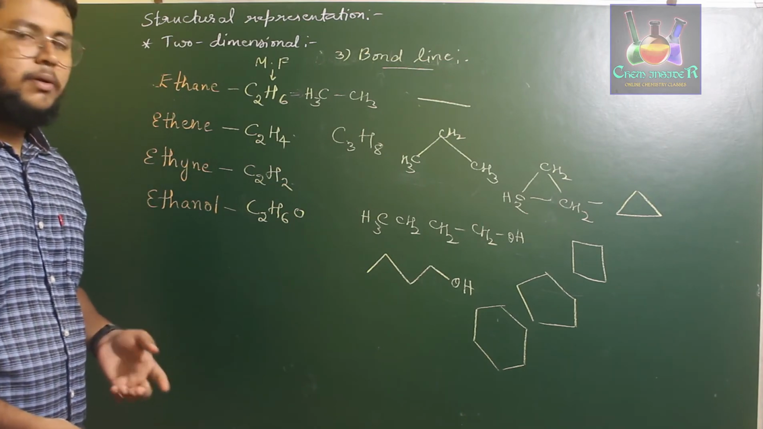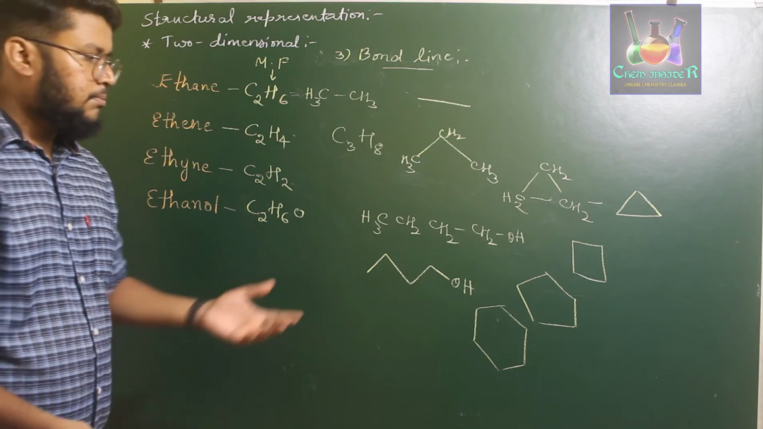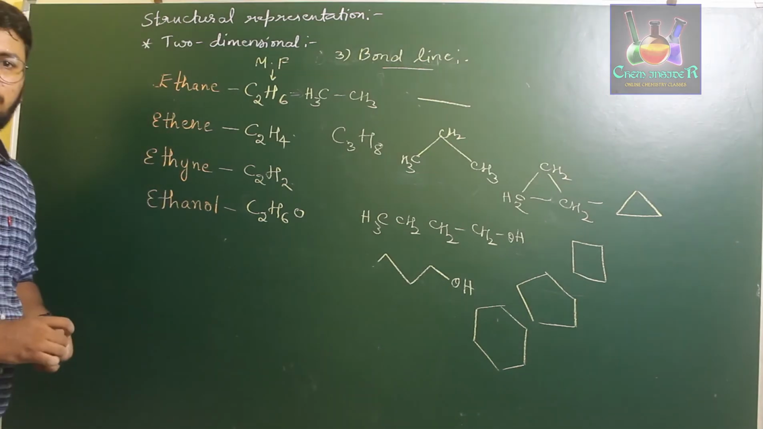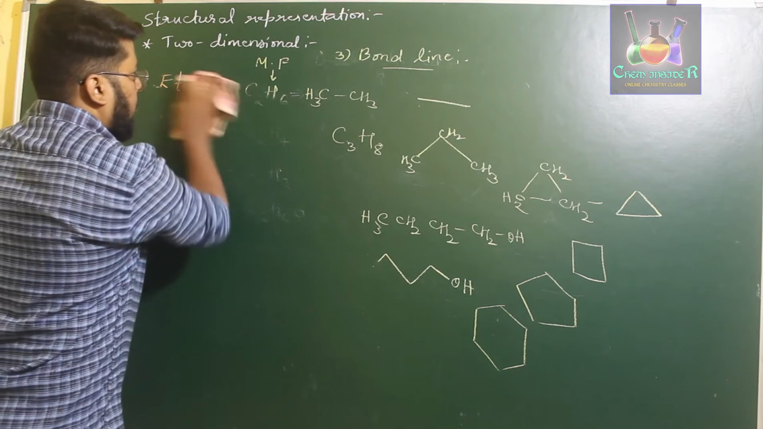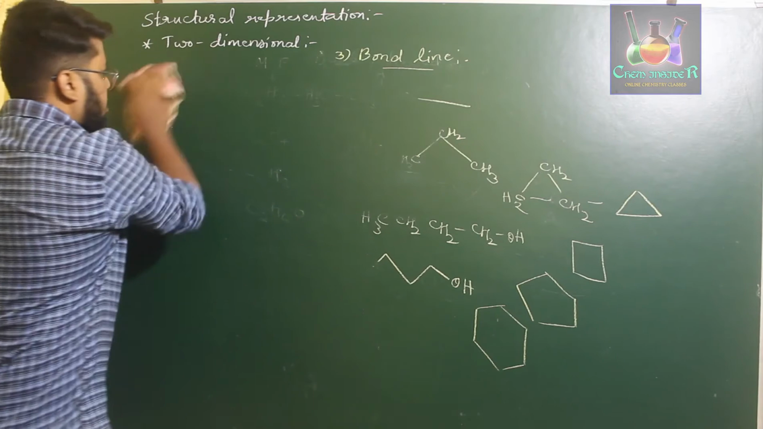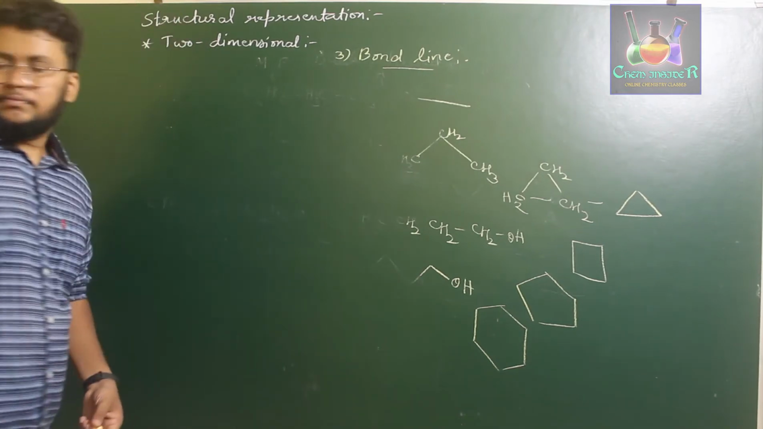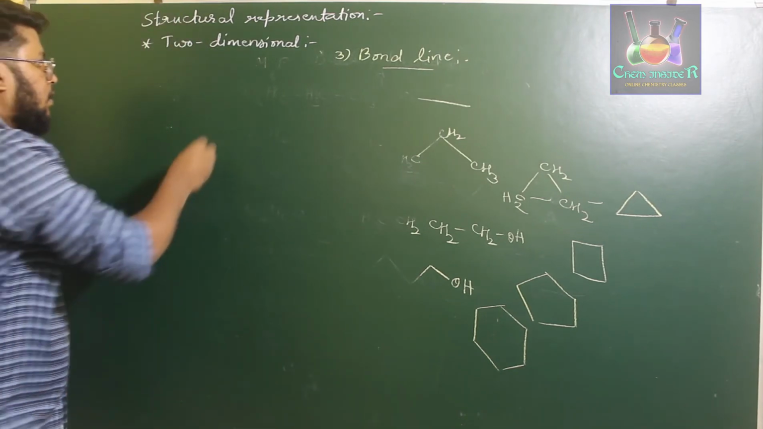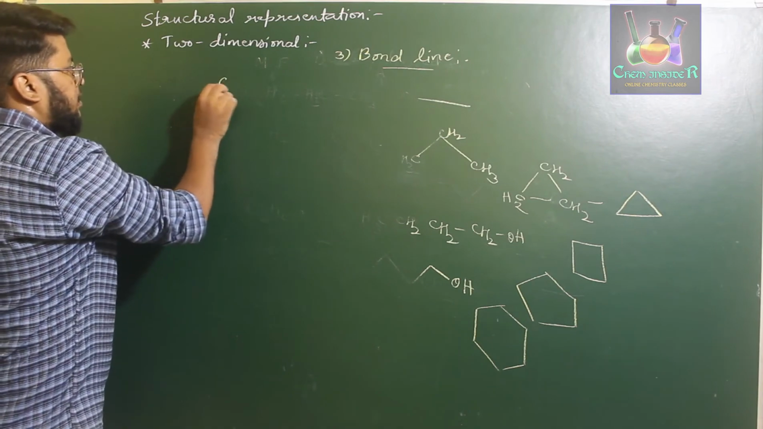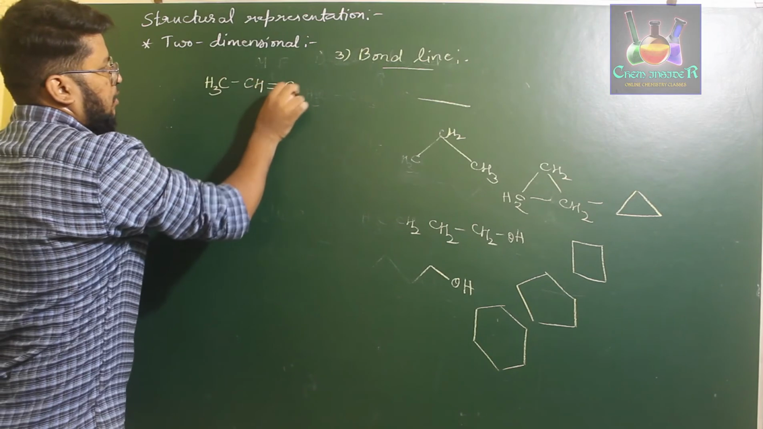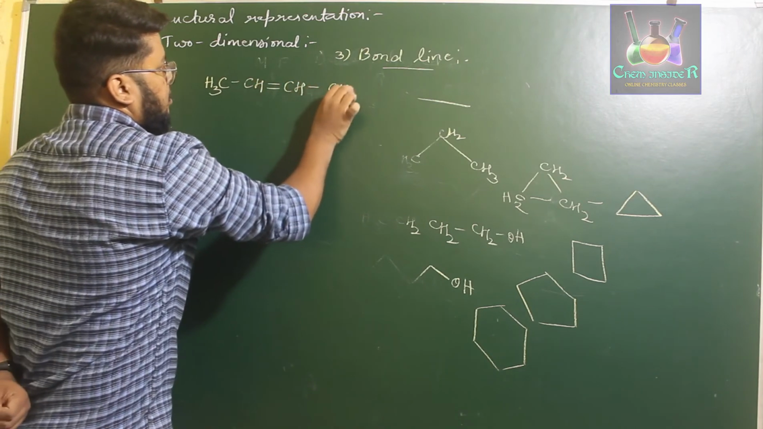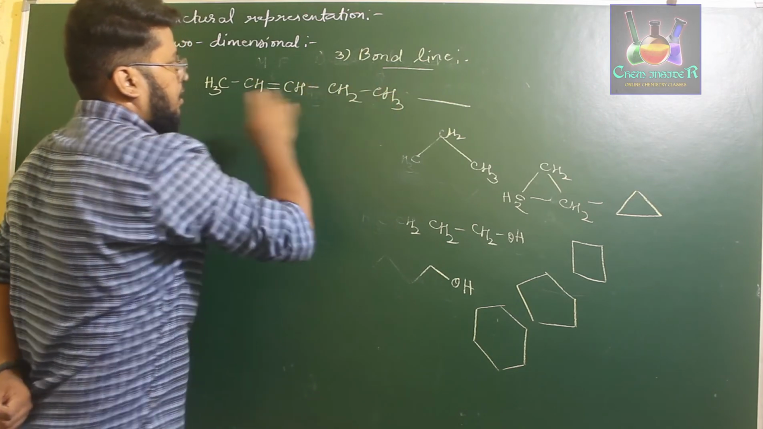If there are 5 carbon atoms, a pentagon. 6 carbon atoms, a hexagon. If you are considering a compound which has a double bond or a triple bond, then the bond line structure is represented as follows, for example, let us say CH3, CH, double bond, CH, CH2, CH3.